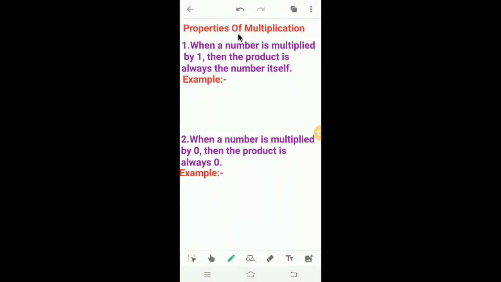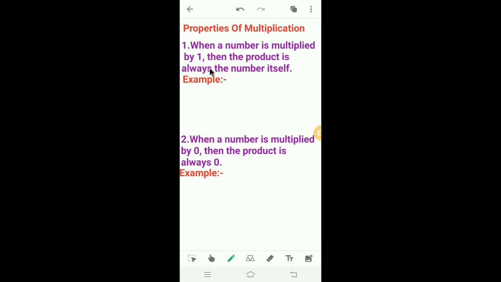Dear students, in the last video, we solved exercise 6a. Today, we will learn properties of multiplication. In that first property, when a number is multiplied by 1, then the product is always the number itself.